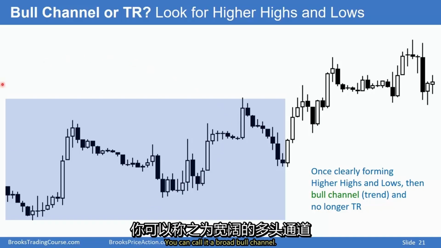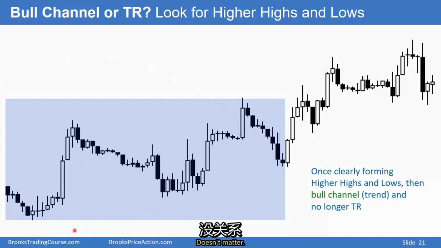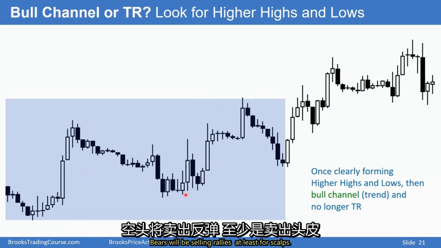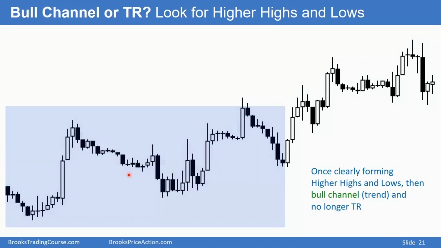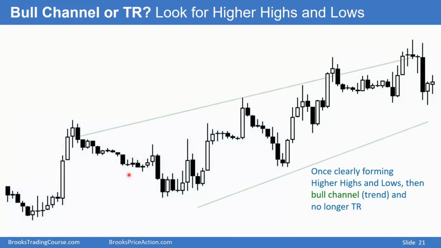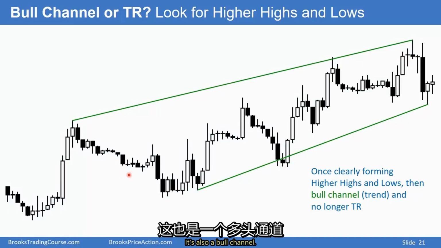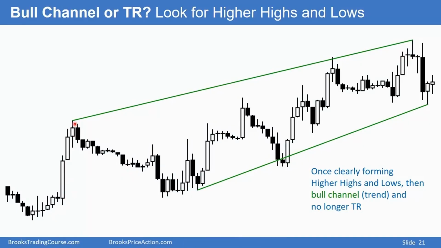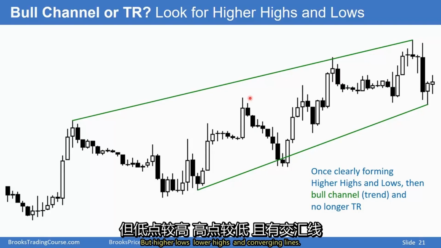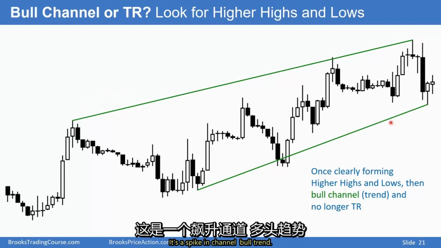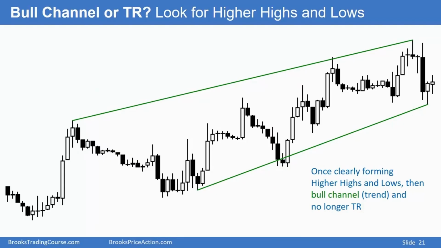You can call it a trading range, you can call it a broad bull channel, doesn't matter. The pullbacks are deep, they last a lot of bars. Bears will be selling rallies, at least for scalps. It's also a bull channel. Breakout, pull back a lot of bars, pull back a lot of bars, but higher lows, lower highs, and converging lines. It's a spike in channel, bull trend.